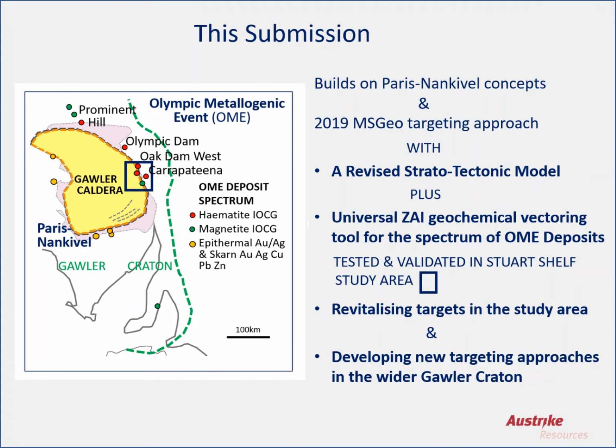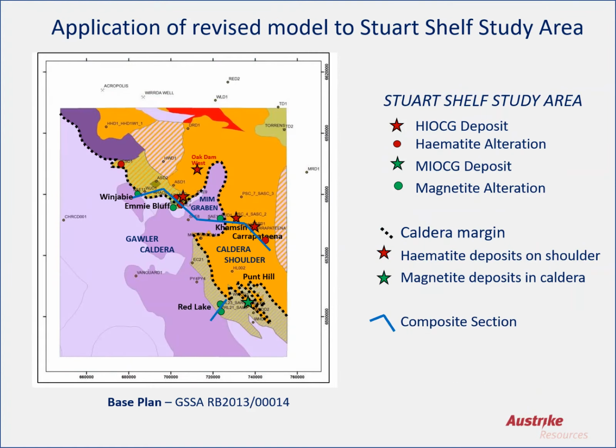A study area was selected for the abundance of IOCGs, drill holes and data, including excellent studies by the state's Geological Survey. One key aspect of the model is the Gawler caldera that formed at the same time as the deposits. The eastern margin of the caldera is shown as the black dashed line on the modified survey plan for the study area. One immediate outcome is the magnetite deposits are in the caldera, whereas the hematite deposits are up on the shoulders of the caldera.